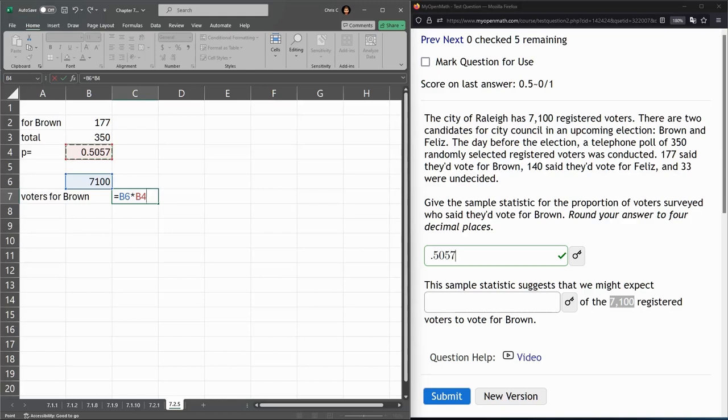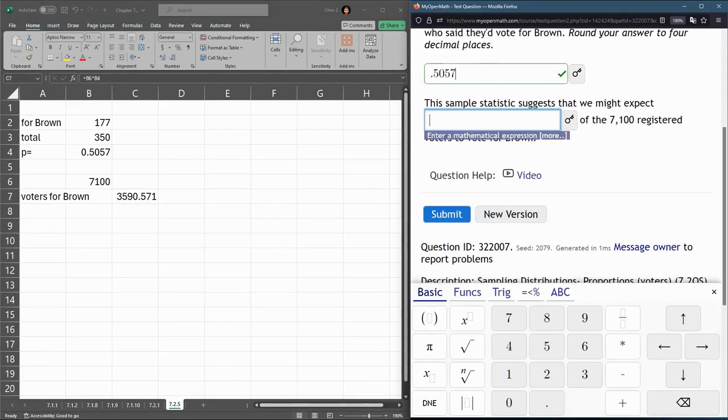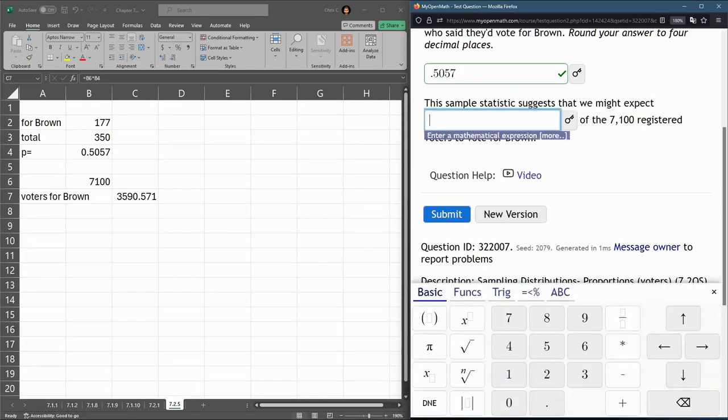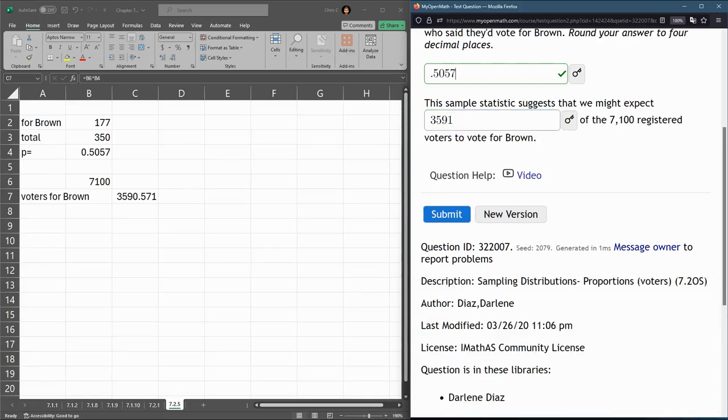So it's going to be about half. You can't have a 0.571 of a voter. They either vote for Brown or they don't. And so here, it doesn't say it, but we do need to round it to a whole number because it's a vote. So 3590, we're going to round this up, 3591.